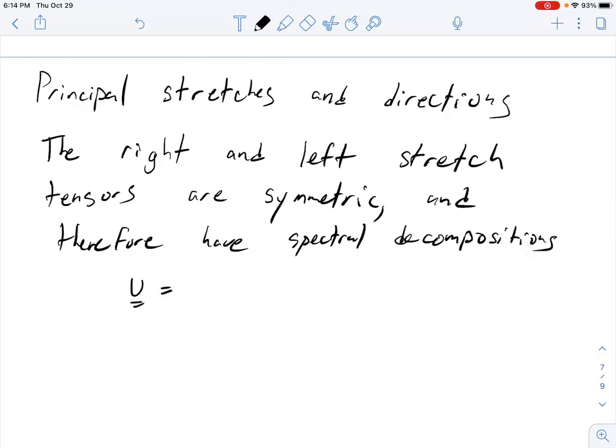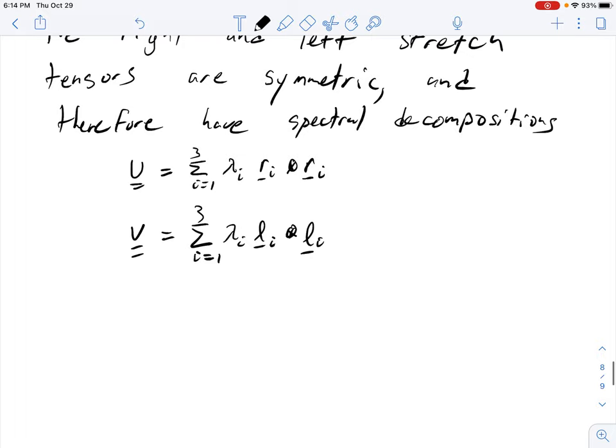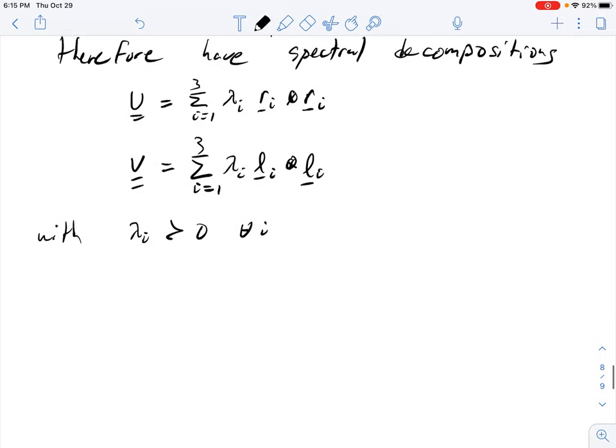So say that U is equal to the sum, i going from 1 to 3, of the eigenvalues lambda_i times the right eigenvectors R_i tensor R_i, where those are, of course, an orthonormal basis of eigenvectors. And the left stretch tensor is the same thing, but we'll use the left eigenvectors. It's got the same eigenvalues. We'll call them L_i tensor product L_i, with lambda_i greater than 0 for all i. So the R's are the right principal directions, the principal directions in the reference configuration, and the L's are the principal directions in the spatial configuration.